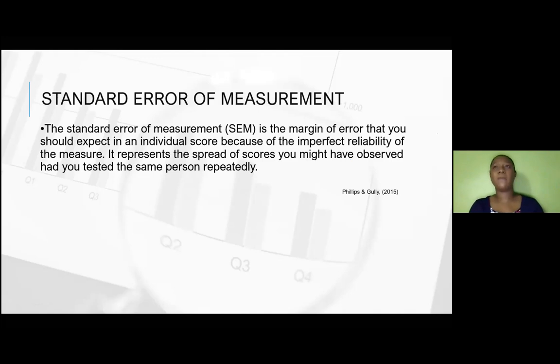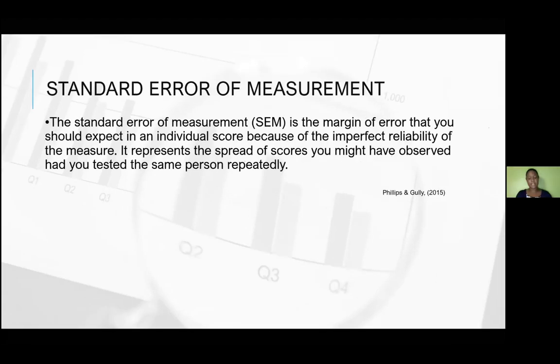So let's say, for example, we have a standard error of measurement of 2. What this means is that a candidate's true score is actually 2 points above or 2 points below their observed score. So let's say their observed score is 90. The candidate's actual score lies between 88 and 92.